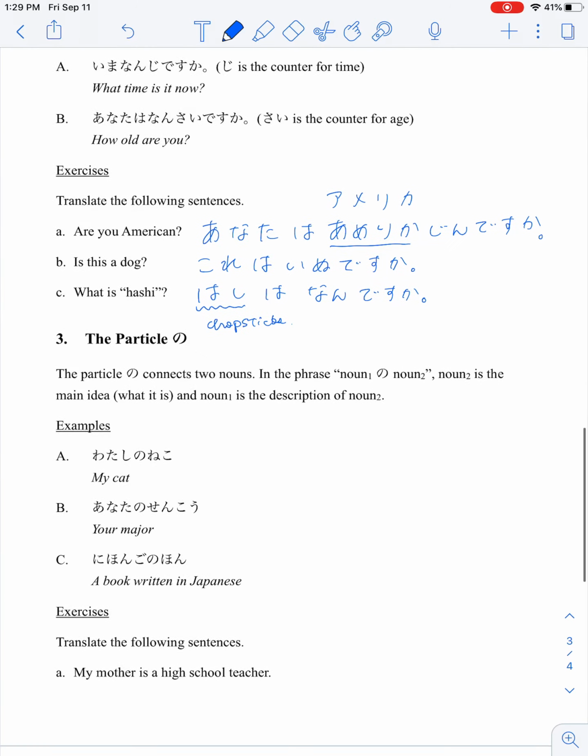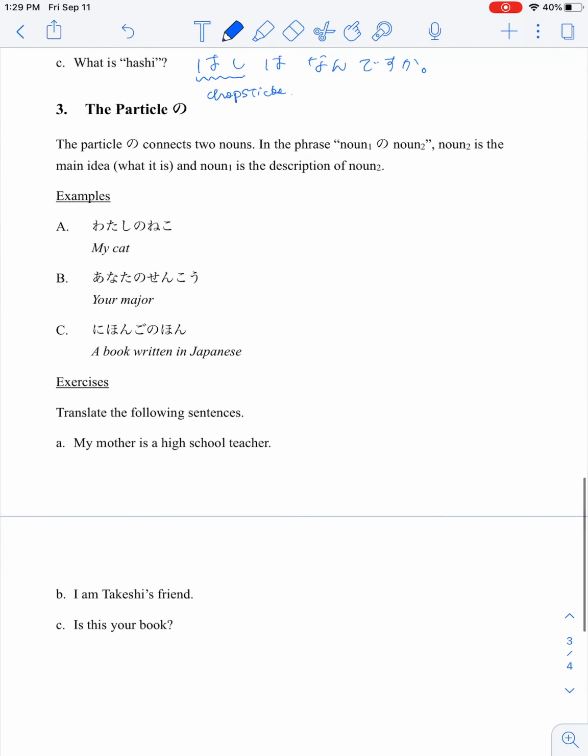Okay, let's go to the next section. The particle no. The particle no connects two nouns. In the phrase noun 1 no noun 2, noun 2 is the main idea. It's what it is. And noun 1 describes noun 2.